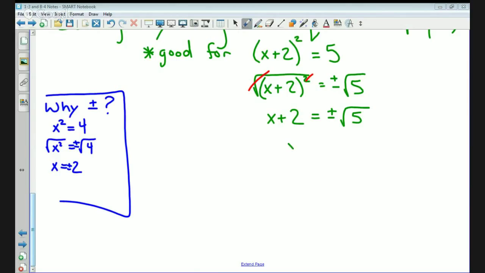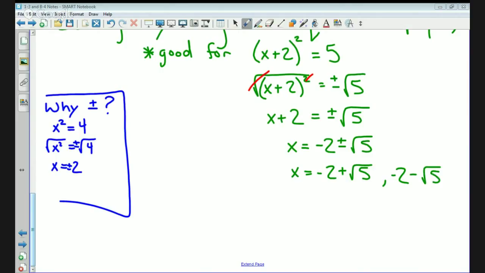And then we get x equals negative 2 plus or minus square root of 5. We're subtracting 2 from both sides. In the online homework, they are probably going to want you to write it like this: negative 2 plus the square root of 5, comma, negative 2 minus square root of 5.